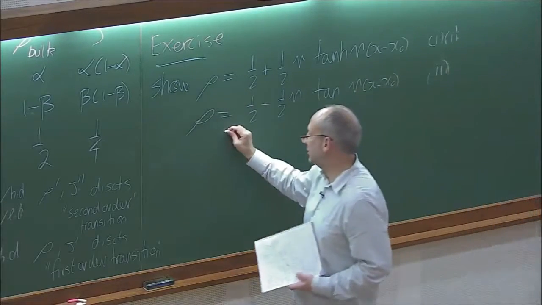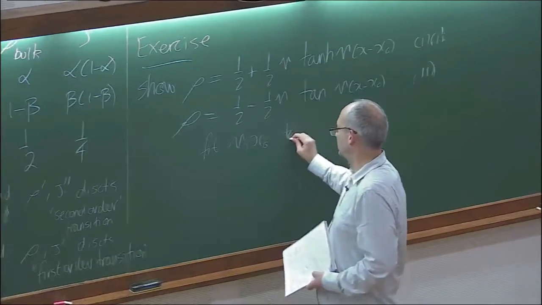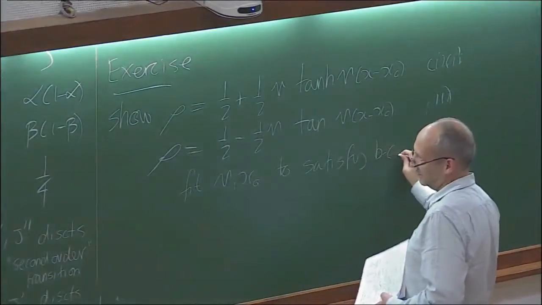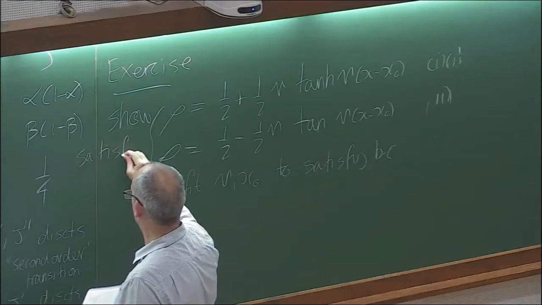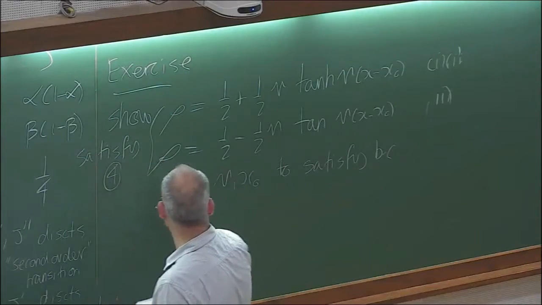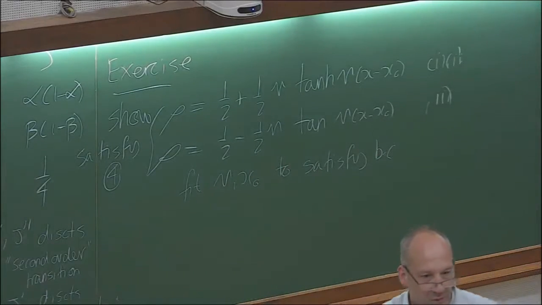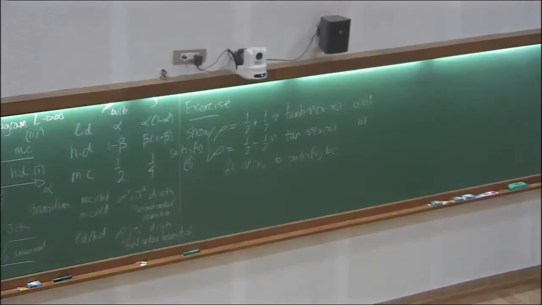And you need to fit v and x naught to satisfy the boundary conditions. So you need to show that these satisfy equation 4. And then if you choose v and x naught appropriately, you found the solution. I find that harder than doing it graphically. Doing it graphically, I think, makes it clearer what's going on. But if you like such things, you can give it a go. Okay, I'll clean the boards, and then we'll move on in the second half.